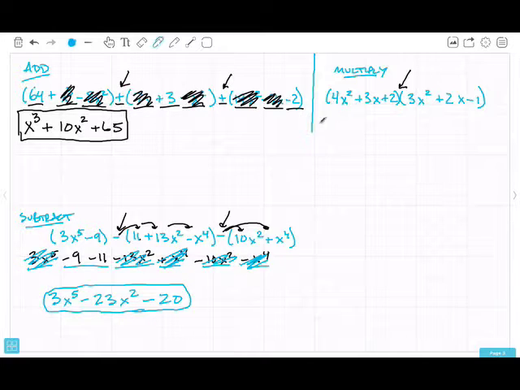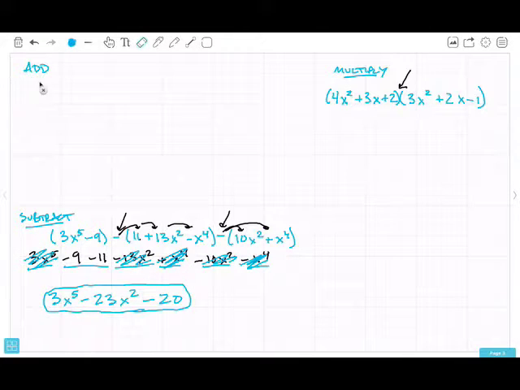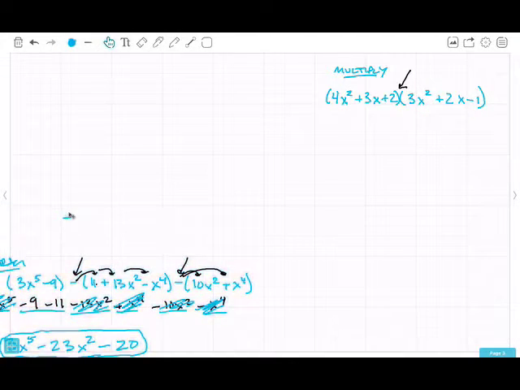Okay, multiplication takes a little bit extra space. So we're going to erase some of this old stuff. We're going to move some of this other stuff out of the way. There we go.